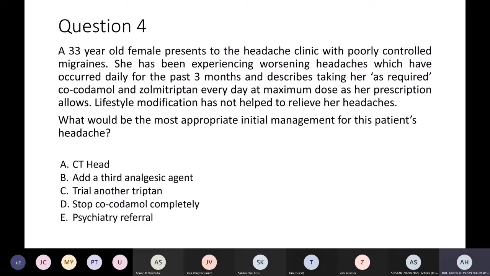So question 4. A 33-year-old female presents to the headache clinic with poorly controlled migraines. She's been experiencing worsening headaches which have occurred daily for the past 3 months and describes taking her as required cocodamol and triptan every day at the maximum dose as her prescription allows. Lifestyle modification has not helped to relieve her headaches. What would be the most appropriate initial management for this patient's headache?